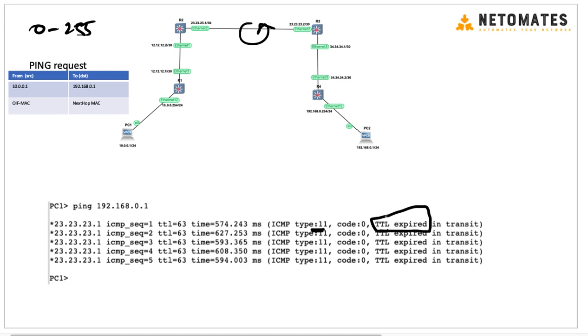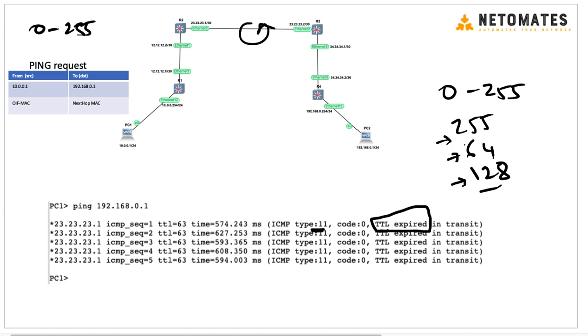So how does it expire? Whenever an IP packet is sent out from a machine, the machine sets a value between 0 and 255. Some devices set it to 255, some set it to 64, some set it to 128. It depends on the operating system. It does not matter what value it has been set to.